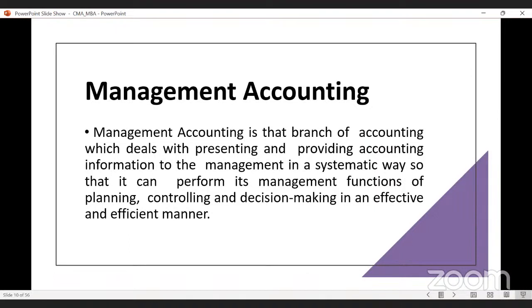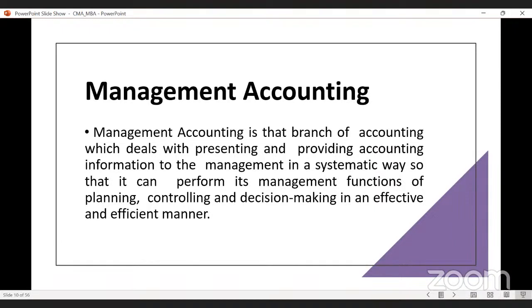What does it mean? As I have already told you, when financial accounting ends, at the end of the financial accounting, what are we getting? We are getting the various reports. These reports will be provided to the management. Management means, please remember, the top level management.